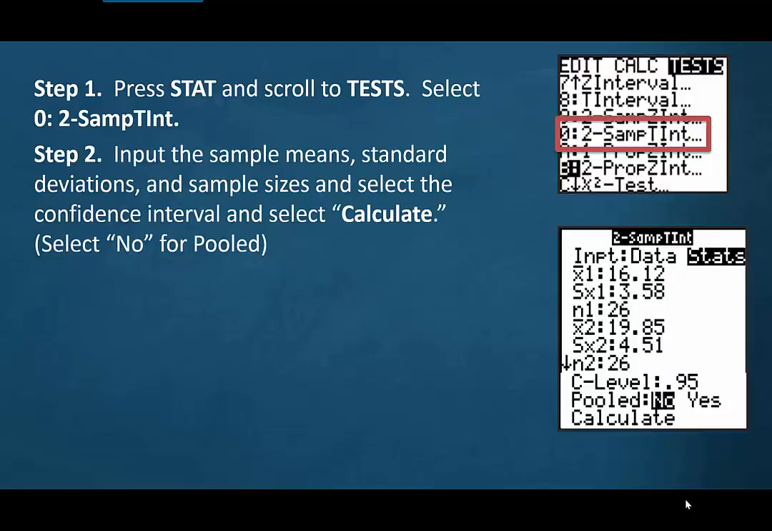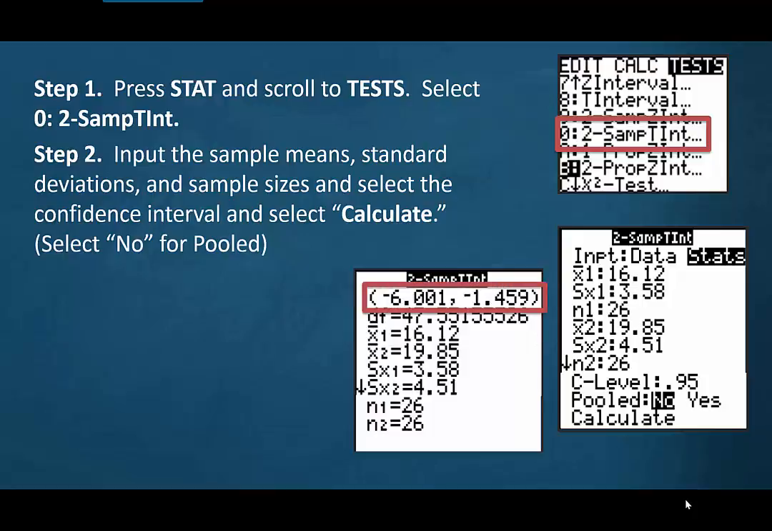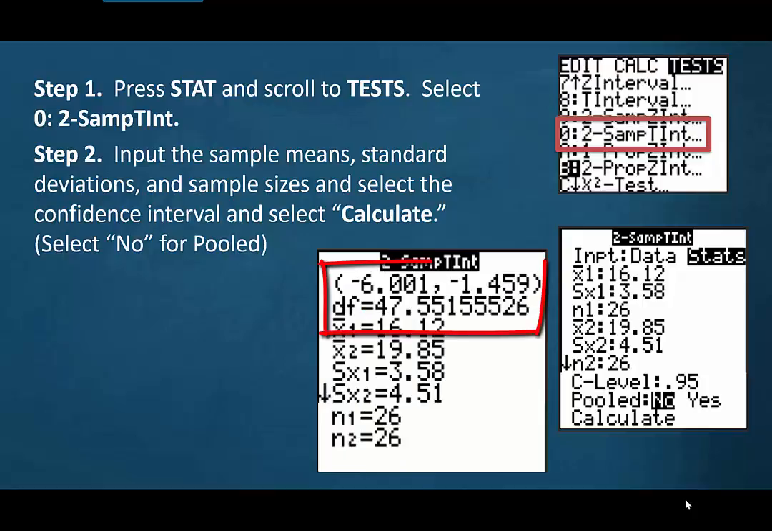We're going to input our sample mean, standard deviation, and sample sizes, and select the confidence interval and select Calculate. We get exactly the same interval, -6.001 to -1.459. It's not exactly the same though, is it? It's a little bit different. So I want you to notice what the degrees of freedom are. It's 47.55. And that's what the calculator used, which accounts for the slightly narrower interval.